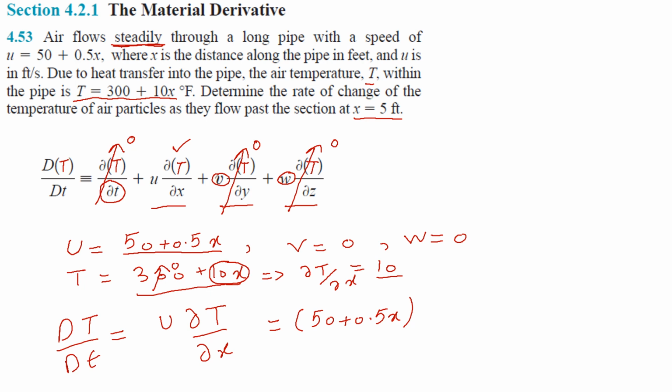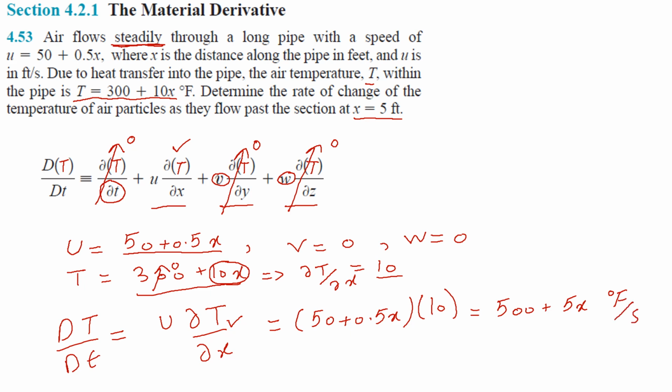So we are going to write 10 instead of this term. So here it is 10. So we are going to get 500 plus 5x, and that will be degree Fahrenheit per second.